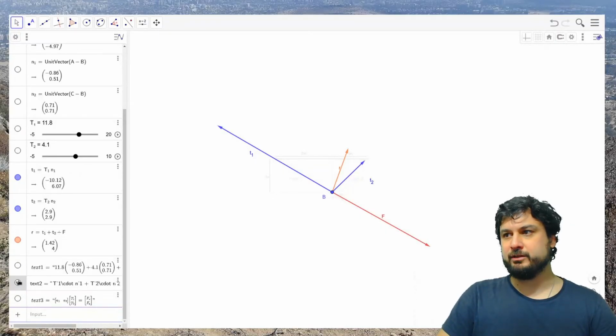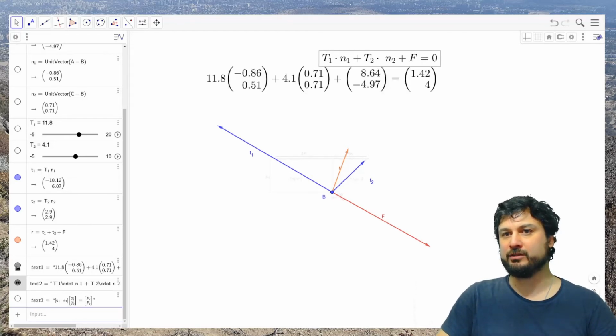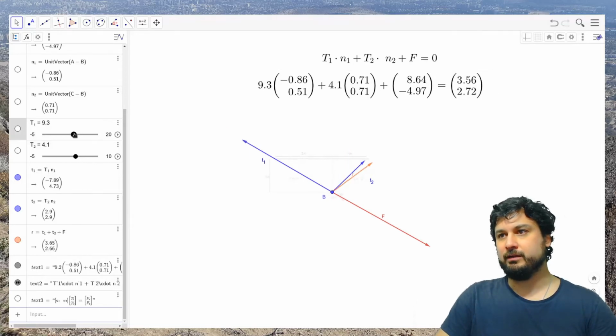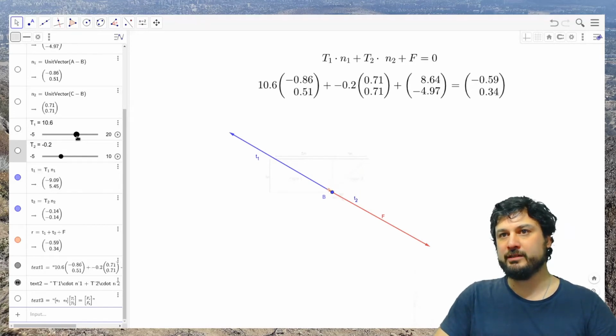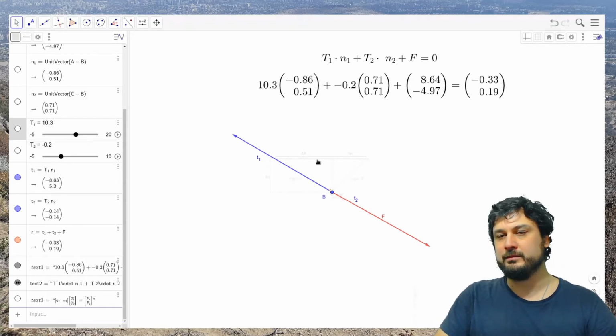The mathematical statement of this problem is as follows. Find T1 times N1 plus T2 times N2 such that if you add F to it, that equals 0. So N1 and N2 are fixed vectors. So let's evaluate to see what that equation looks like in matrix form. Here we go. We see that these values don't change, and these values are unknowns. And if I add F onto that, I should get a 0 here. So if I try to get close to 0, you can see that only the magnitudes are changing and the direction of the vectors are not. Okay, so there it's pretty close to 0, about 10 and 0.2.